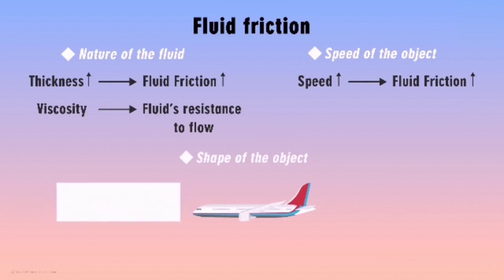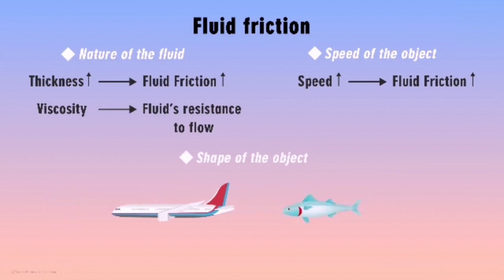How have the fish evolved to be shaped like this? Why are the sheep designed to be given the shape? There is a reason for all this. They are given a streamlined shape to minimize the fluid friction. The shape of the aeroplane, if you notice, is like that of a bird.